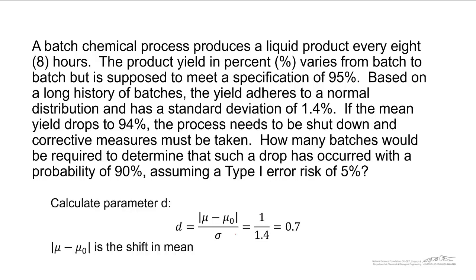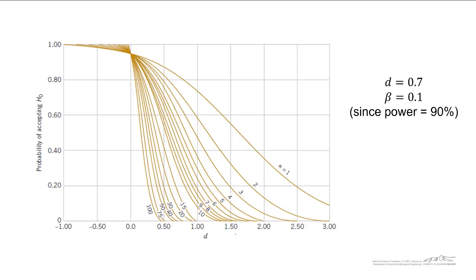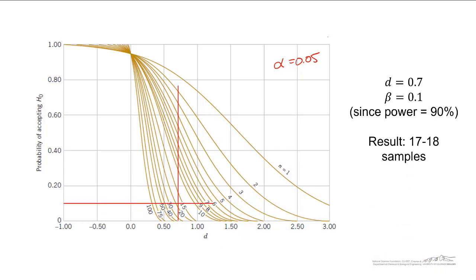We can also use the OC curves. We calculate this parameter D. Our mean shift, the absolute value of the mean shift, is 1, divided by the standard deviation of 1.4. So our D is about 0.7. We can go in here. This is for alpha equals 0.05. D is 0.7. Power is 90%. So beta is 10%. That's, again, beta is shown on the y-axis. And if we do that, we end up with about the same result as we got with the numerical formula. We get about 17 to 18 samples.